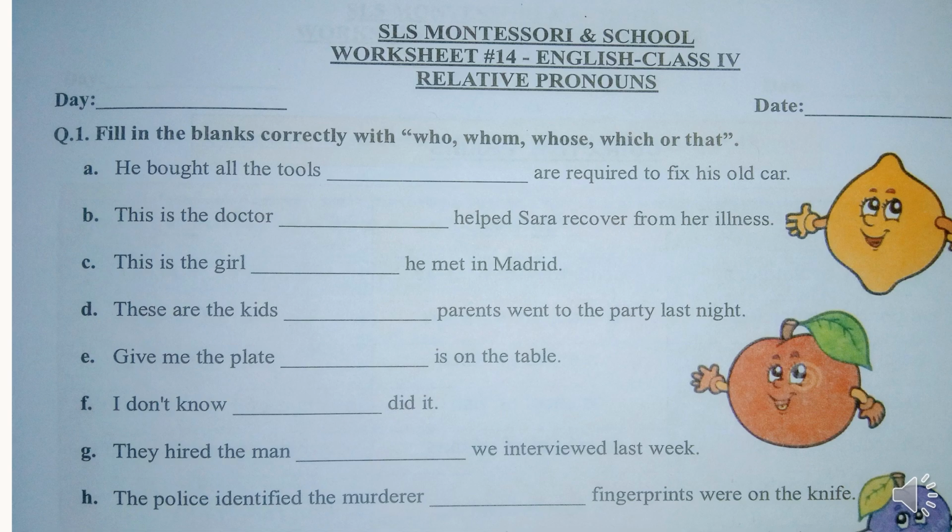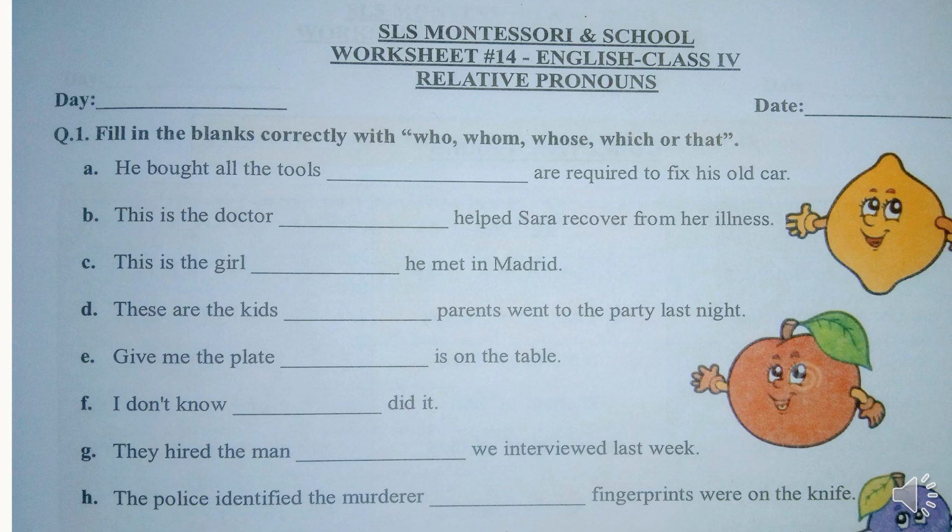C. This is the girl dash he met in Madrid. Girl is the object of the sentence because she is receiving the action of being met by him. So use the relative pronoun that we use for objects of the sentence.